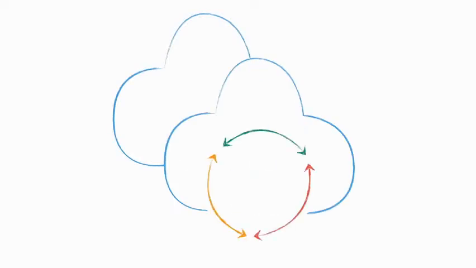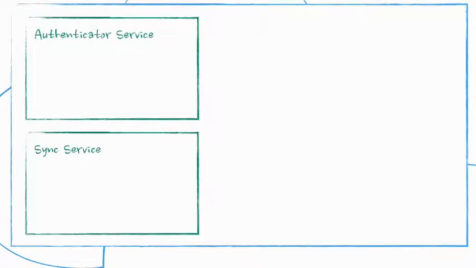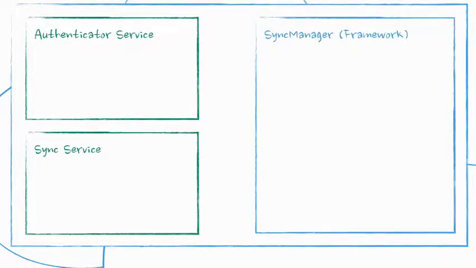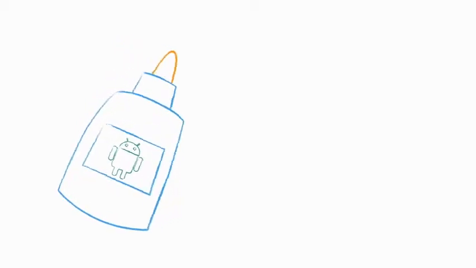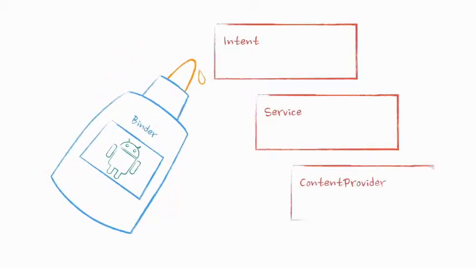Let's take a look at what it will take to implement a very basic SyncAdapter. We're going to write two services. Each service serves the primary purpose of delivering an object that represents an Android binder interface to one of the system frameworks. A binder is actually the low-level glue that implements cross-process communication in Android.